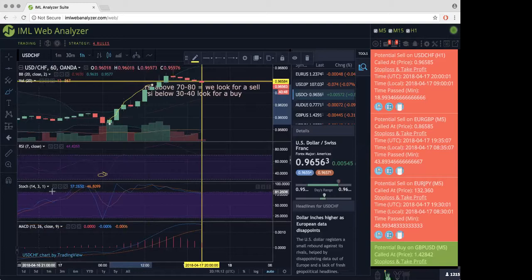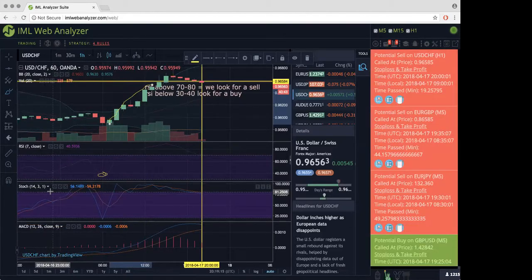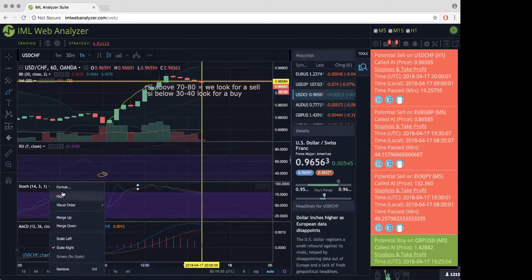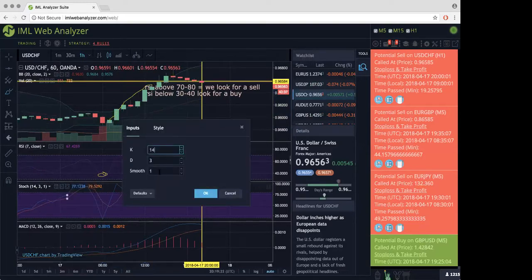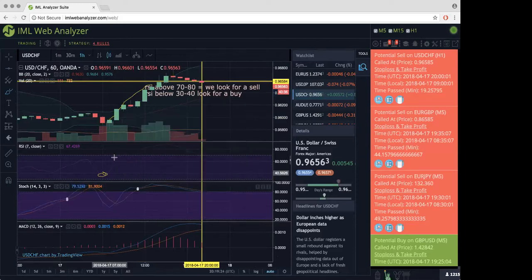The second thing we look at is this thing right here. This is called the stochastic. All you're looking for in the stochastic, I want you to format it to 14, 3, 3. The way I look at it is, as soon as I open the signal, I look at the RSI, the stochastic, and the hits on the bands, and then we're good. Okay? This is what I do with the stochastic.